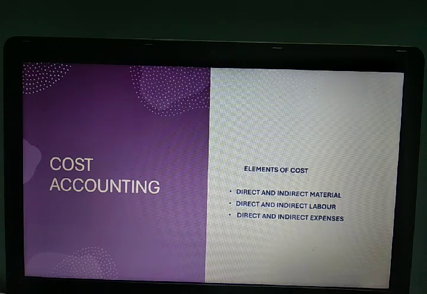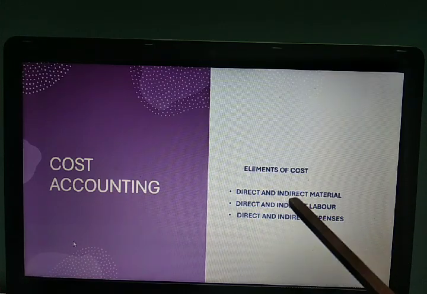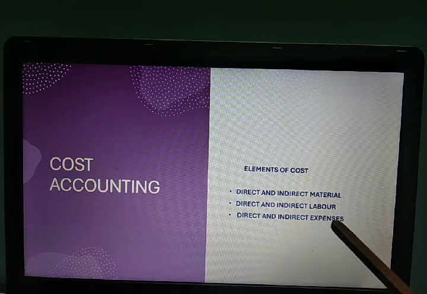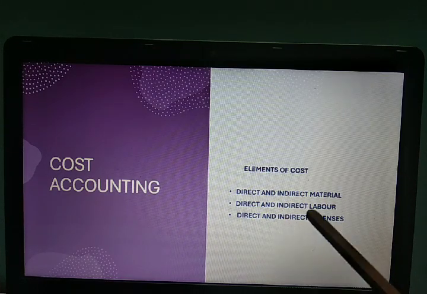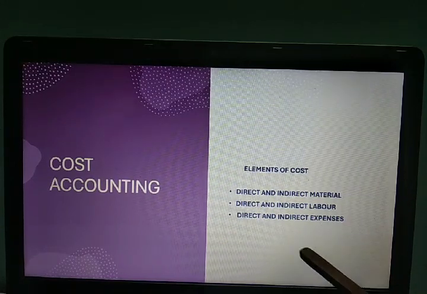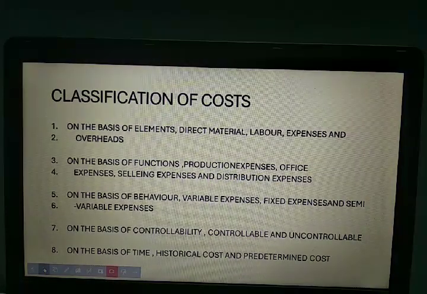Costs basically have three components. One is material cost, another is labor cost, and another is other expenses. Material cost is again divided into two parts: one is direct material, another is indirect material. Labor also has two parts, direct and indirect labor. Similarly, expenses are also direct and indirect expenses. Now we will go into detail on all these cases.